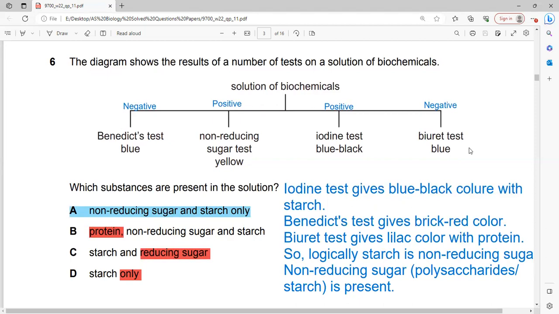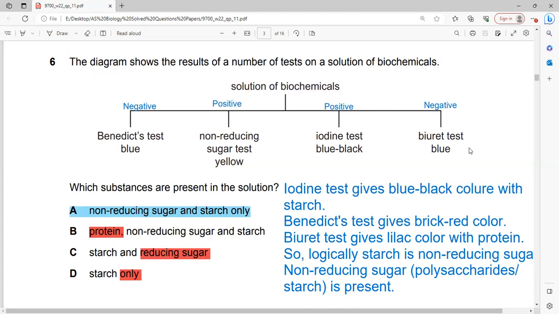No reducing sugar is present. I'm going to skip the second one because it's not a standard test. While the third one is an iodine test for the starch, and it's giving blue-black color. It's a positive result because the color for iodine is yellow or brown, and it will change into blue-black. So it means the starch is present. If the starch is present, so it means it is non-reducing sugar. Starch is a polysaccharide, a non-reducing sugar, and it's also present.